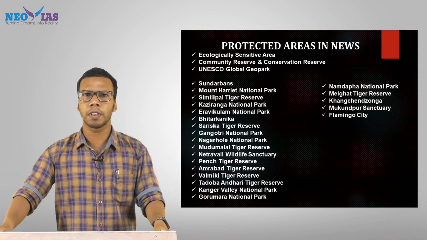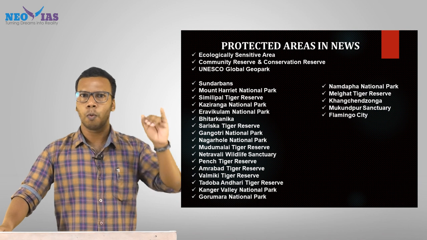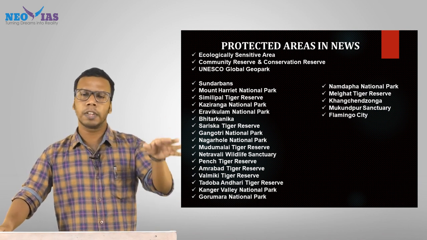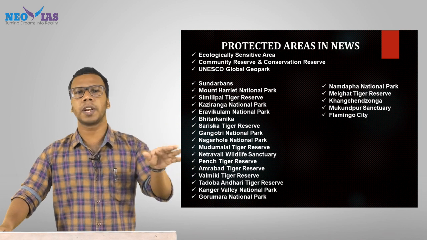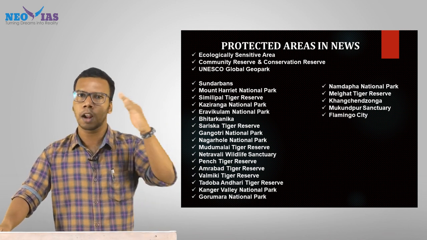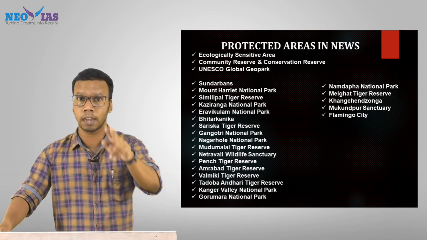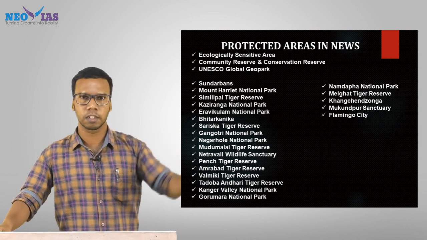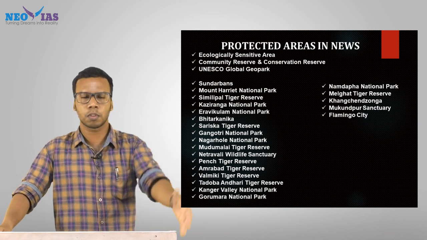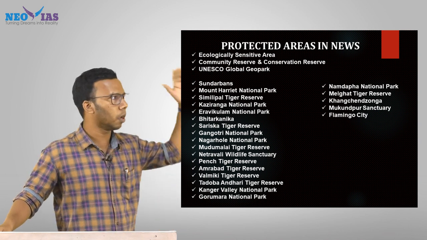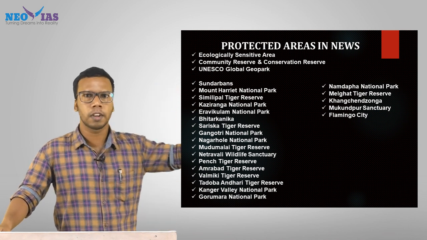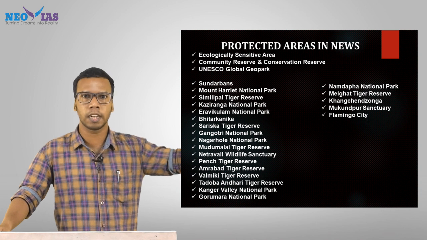We know that UPSC has already asked a question regarding wildlife sanctuaries, national parks and tiger reserves. And these three were declared under the provisions of the Wildlife Protection Act 1972. There are two more protected areas declared under the Wildlife Protection Act 1972, and those are community reserve and conservation reserve. Till now UPSC hasn't asked a question on them, so there is a high possibility of questions related to community reserve and conservation reserve. These two are protected areas declared under the Wildlife Protection Act 1972.